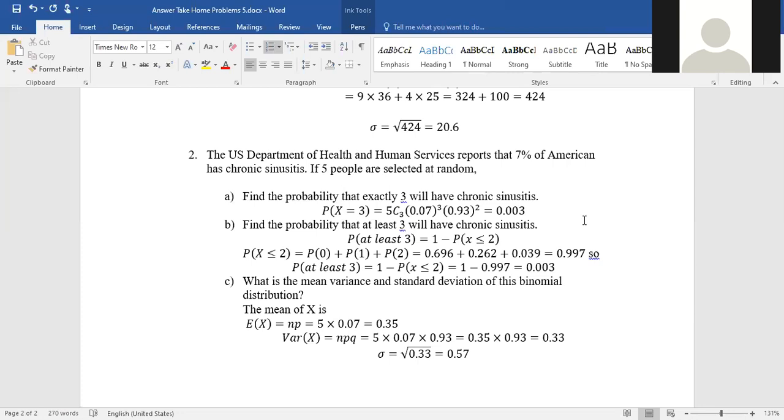Yes. You know that it's a binomial distribution because there are exactly 5 people, and each of them either has chronic sinusitis or does not have chronic sinusitis. So this is an illustration of the definition of a binomial experiment that we gave. You have a fixed number of trials.